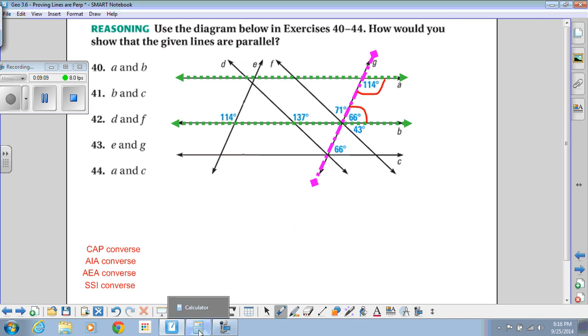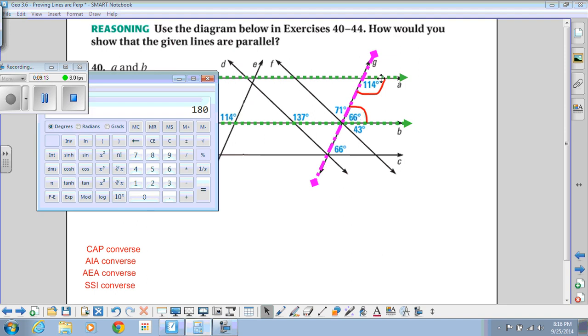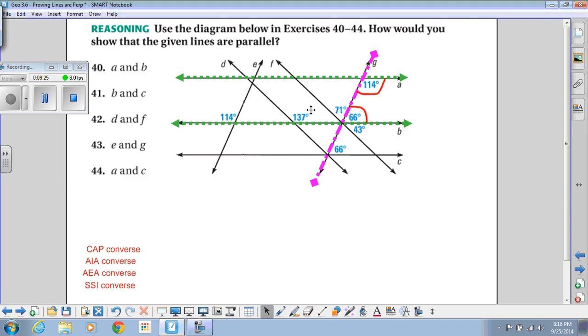So if I want those lines to be parallel, then I want those two angles to be supplementary. Let's see if those are supplementary. I'm going to do 66 plus 114 and see if that gives me 180. Yes, they do. So I know that A and B are parallel because of the same side interior converse theorem. So see if you can do the rest of these on your own.